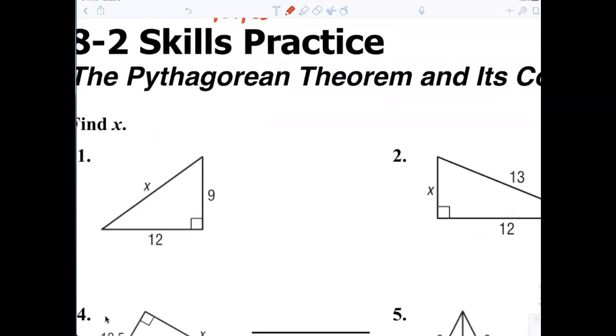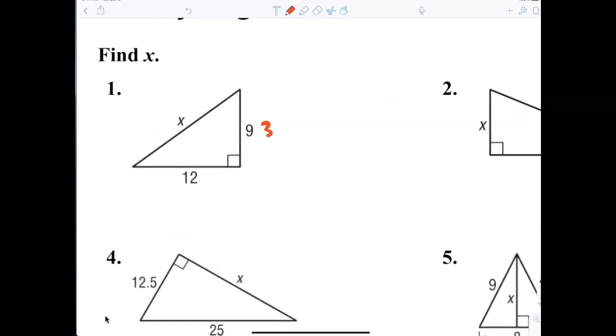How did he get that so fast? Because he looked at that and he said 9 is what? 3 times 3. 12 is 3 times 4. So this has to be 3 times 5. Now some of you are hard-headed and you're not going to learn the triples. Do I care? No. It just makes it so much easier. I don't feel like doing 9 squared plus 12 squared equals c squared and then taking the square root of that. I just know the answer.